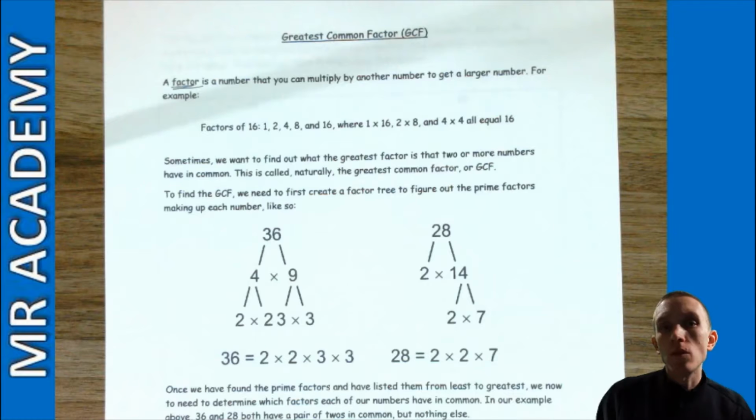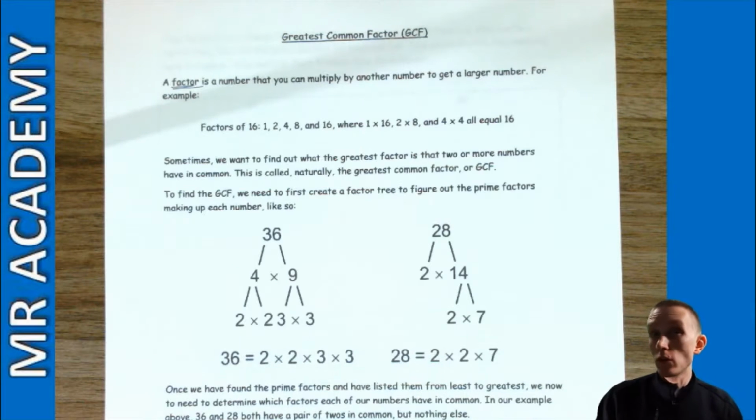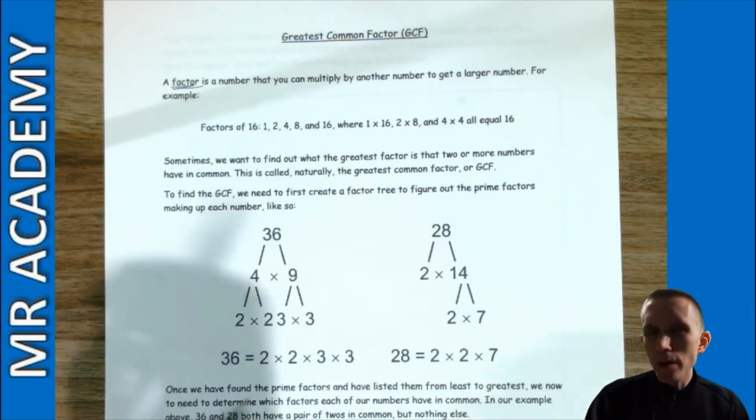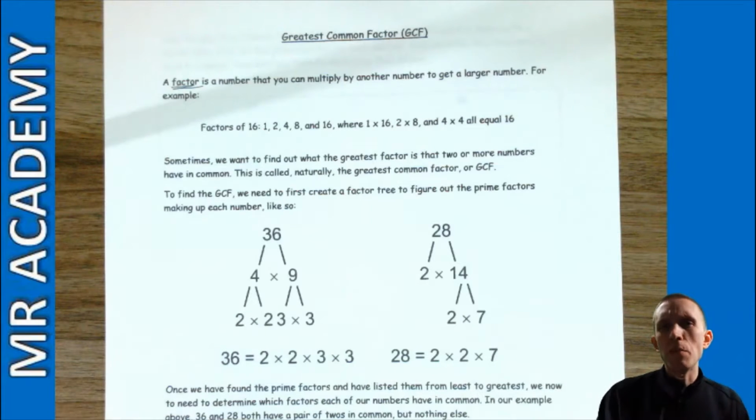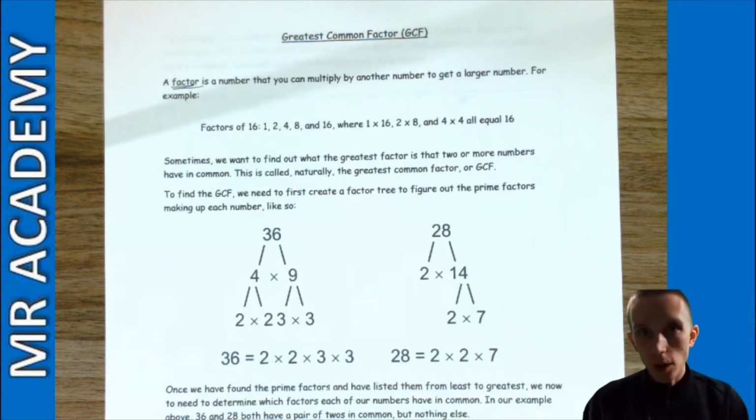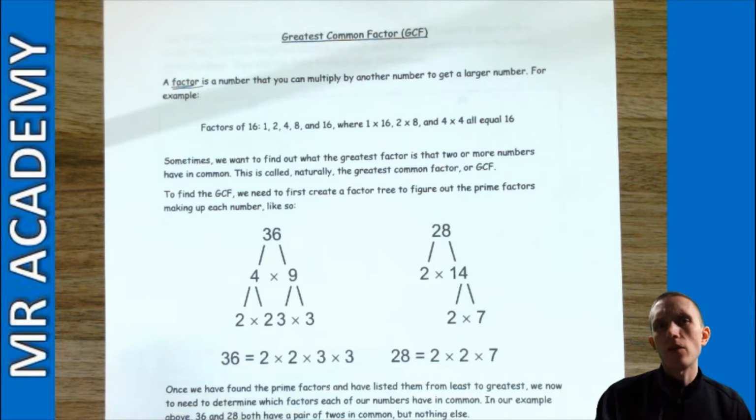But there are times when we want to use those factors, and we want to use those prime numbers that we figured out in those factor trees, and we want to find out what the biggest factor is that two numbers have in common, or that three numbers have in common, or a whole series of numbers has in common. So how do we figure that out? How do we use those factors and those prime factors to figure out what two numbers, or three numbers, or a series of numbers have in common?